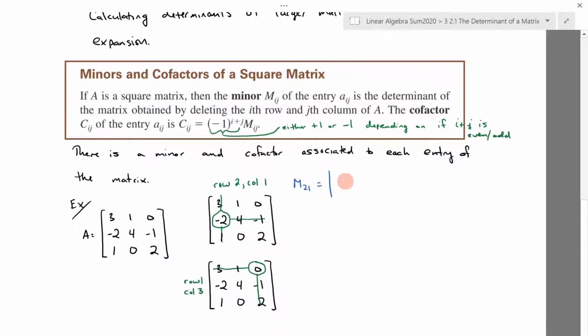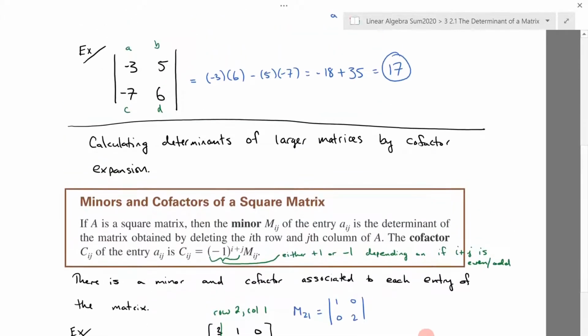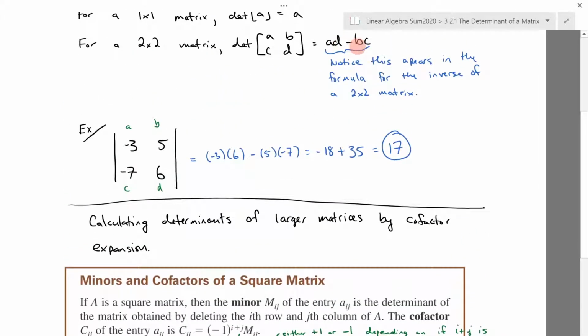Okay, so I want the determinant of the entries that are not crossed out, which again is arranged in exactly this way, so 1 0 0 2. Now we calculate the determinant. We already know how to calculate the 2x2 determinant. It's just AD minus BC.